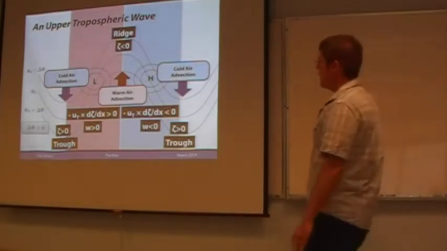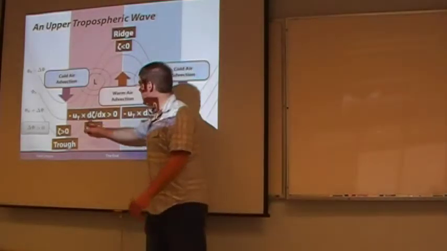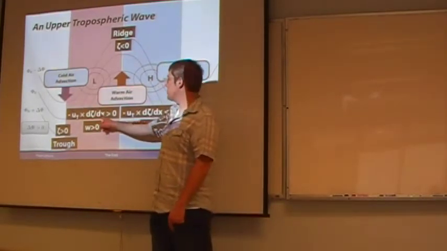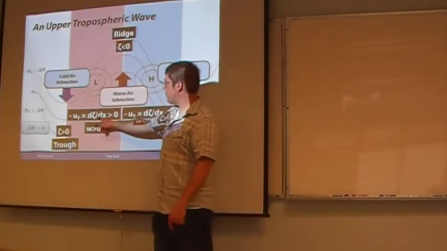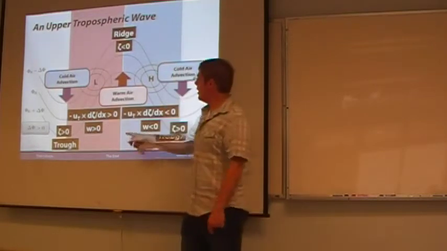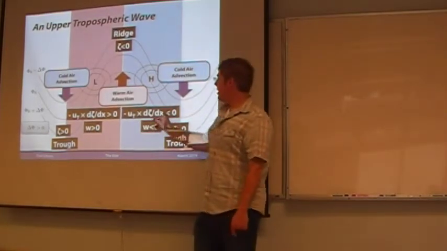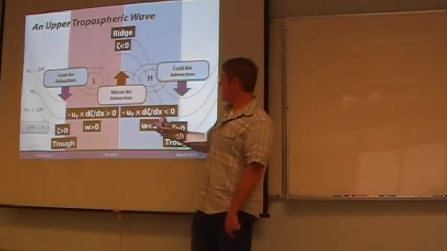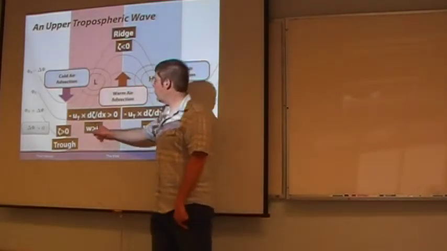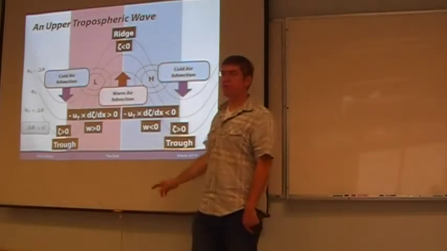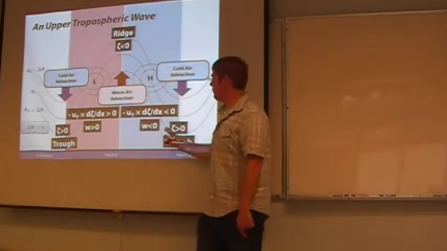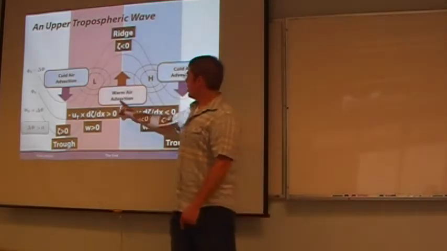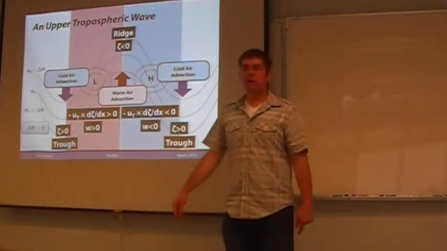So for short waves, we have that U_T times the zonal derivative of the relative vorticity is positive here, and advection of relative vorticity by the thermal wind is negative here. This corresponds to positive vertical velocities above the surface low, and negative vertical velocities above the surface high. Vertical velocity tends to be roughly 0 at the ridge and trough.